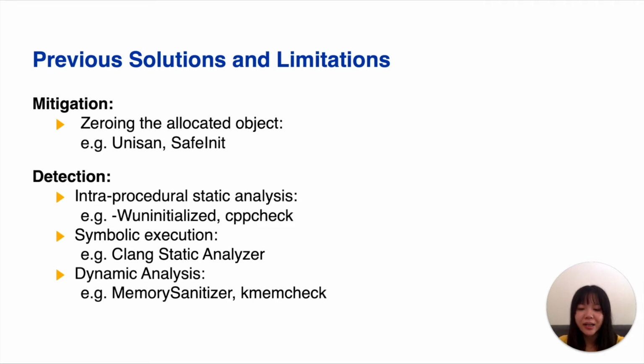Regarding bug detection, there is indeed some other work. First, applying intra-procedural static analysis to detect UB scenarios. Examples include some compiler options and Cppcheck. In this design, it ignores the UB bugs that happen across functions. The second method is symbolic execution. It is a path-sensitive analysis, but suffers from path explosion. A typical example is the Clang Static Analyzer. The third method is dynamic analysis, which only covers a certain number of paths and misses some bugs.